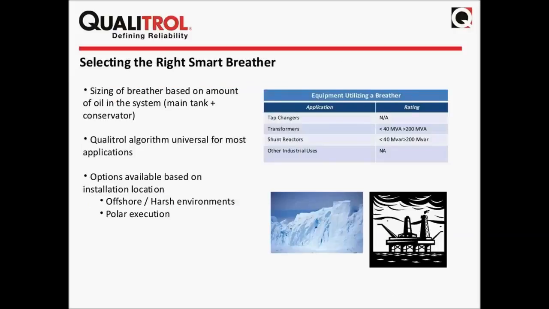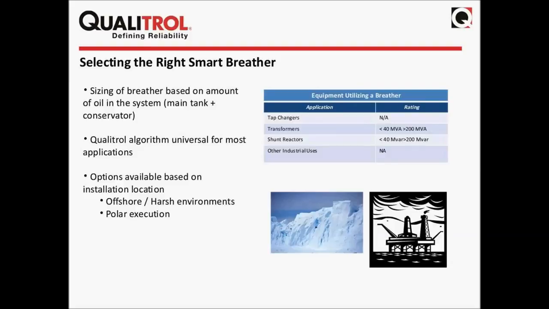So selecting the right smart breather. The sizing of the breather that you would select is highly dependent on the amount of oil in the system. So the oil in the system is considered the amount in the main tank plus the conservator tank. So the size of the breather also depends on the oil, as we discussed. So the more oil you have, the more silica gel you need in order to dry out that atmospheric air that's being pulled into the transformer. So the larger the transformer, the more oil, the larger size breather you're going to need.